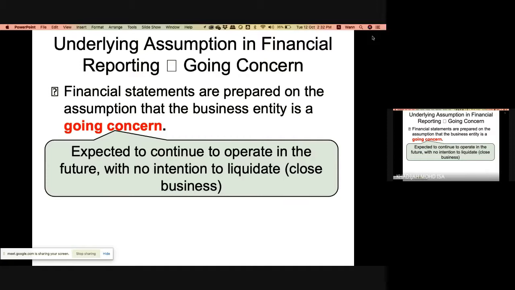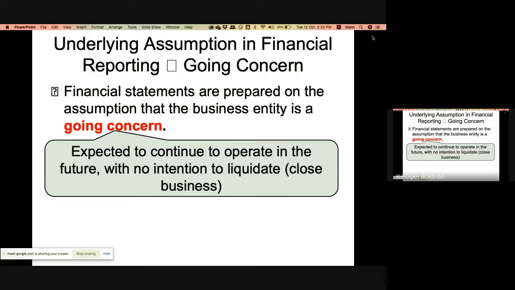But if the company is not a going concern, it has to be clearly indicated in the financial statement in the form of notes to the accounts. A company, for example, that is highly in debt, or a company that does not have enough cash, all this will affect the going concern. In other words, if a company is not a going concern, it means that it is going to go bankrupt and close shop.